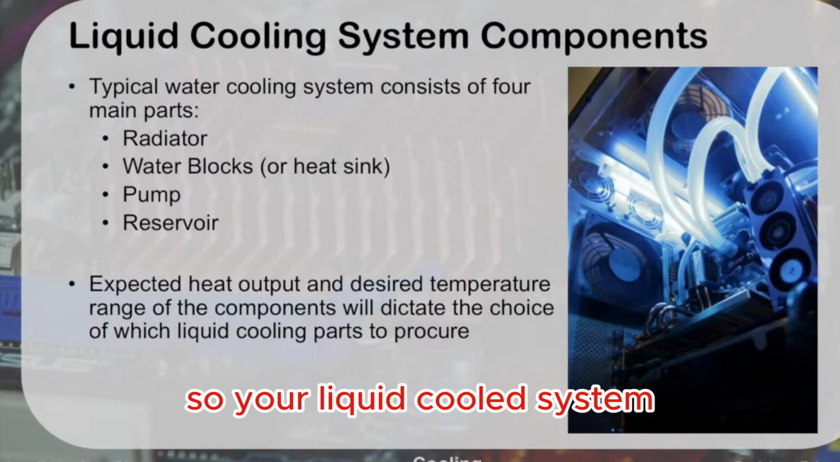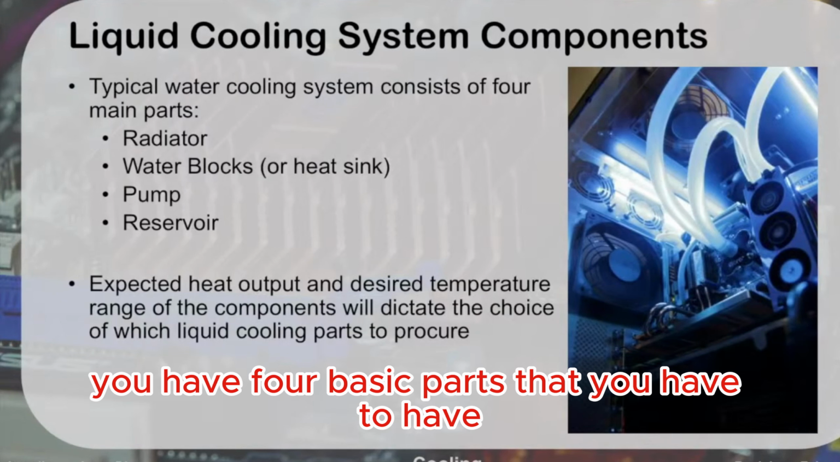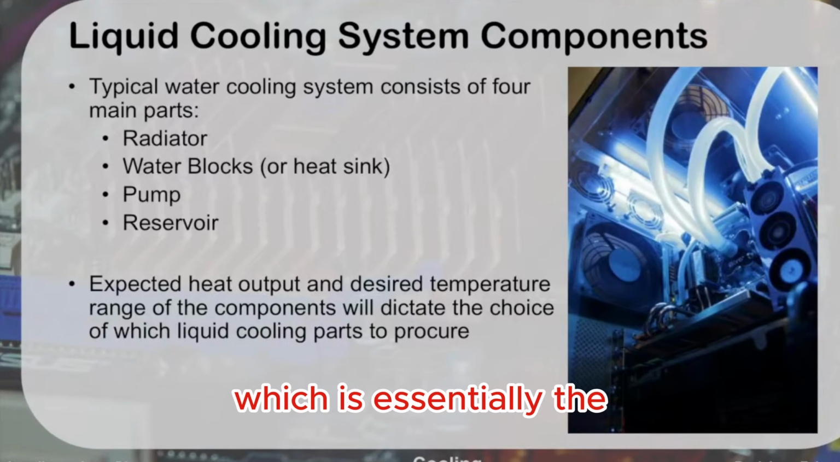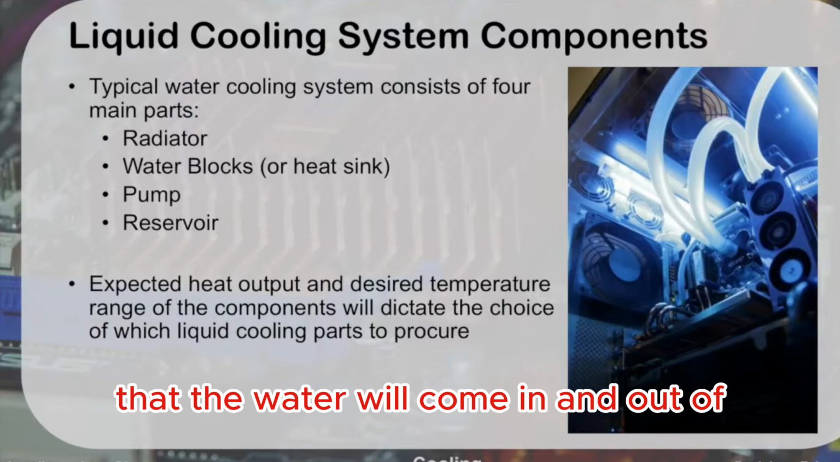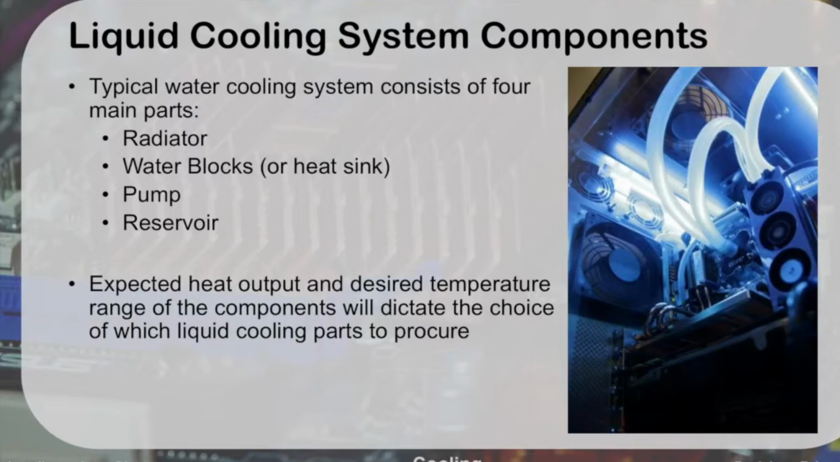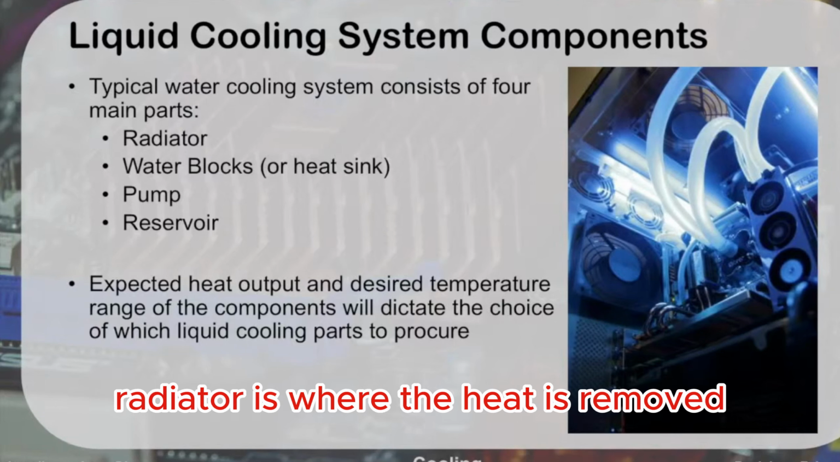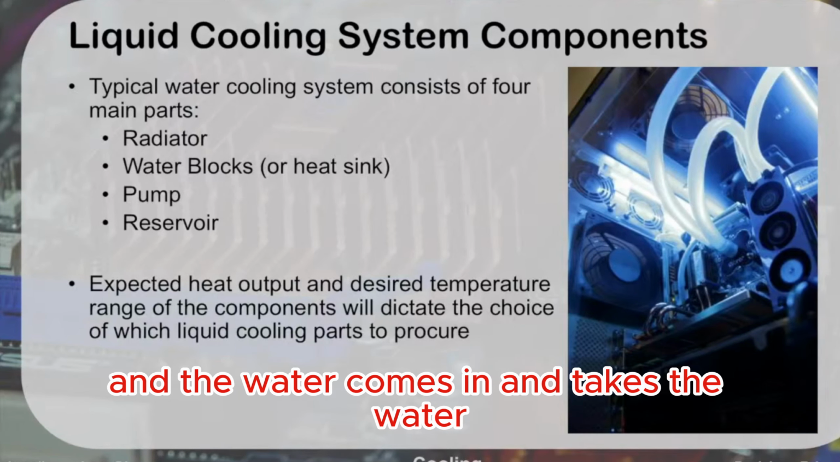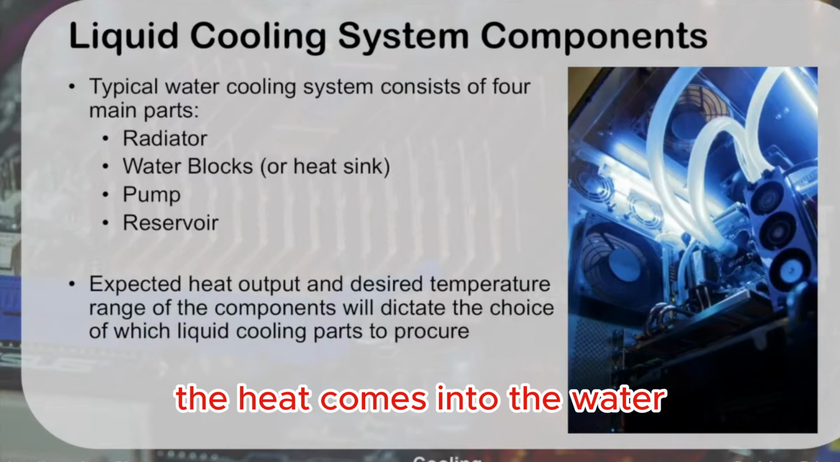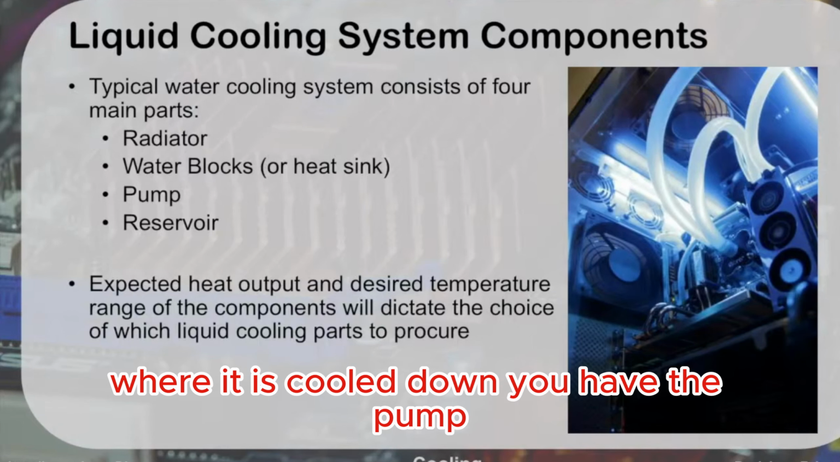So your liquid-cooled system, you have 4 basic parts that you have to have. You're going to have a radiator, which is where the heat is removed. The water block is what sits on top of your processor, and the water comes in and takes the heat. The heat comes into the water. The water is then pushed to the radiator where it is cooled down.